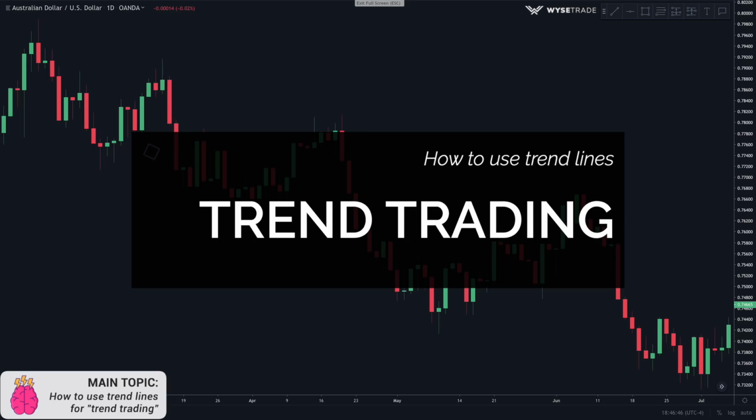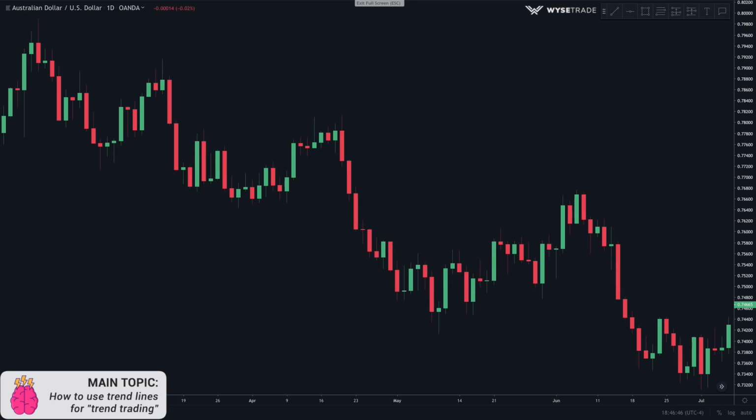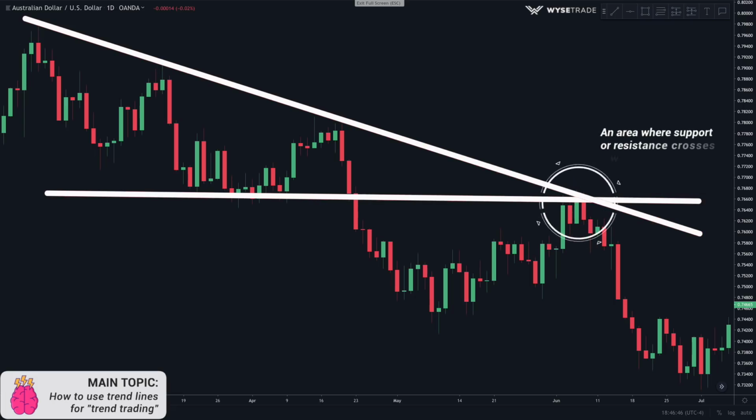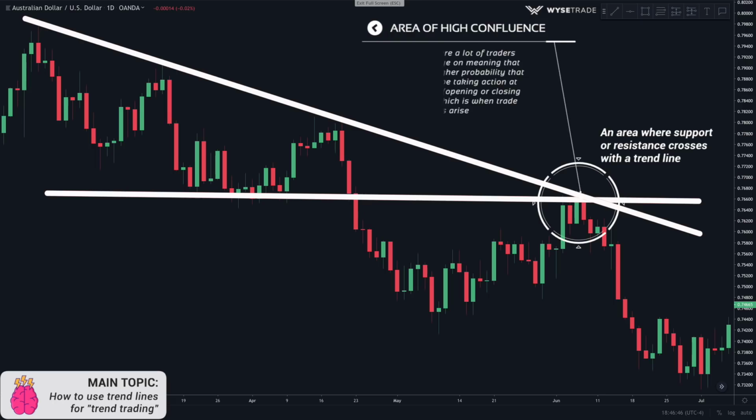Now, here is exactly what you want to look for when trend trading with trend lines, which is an area where support or resistance crosses with a trend line. This access point is also what we call an area of high confluence. Now, an area of high confluence is an area where a lot of traders have their eye on, meaning that there is a higher probability that traders will be taking action at these areas, which is when trade opportunities arise.